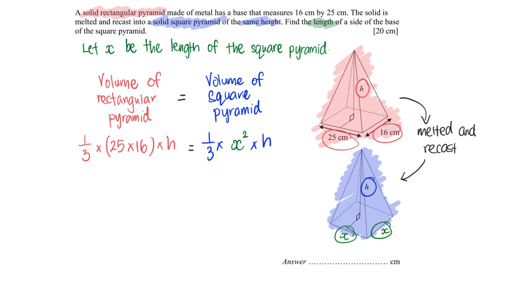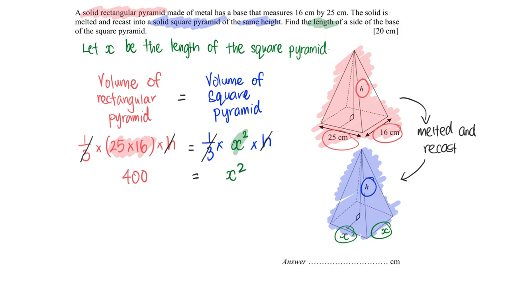Okay, and so I'm going to press my calculator. No need. I'm going to divide by 1/3 and h on both sides. So when you divide, you're actually dividing off the h. I divide away the h off. So I'm left with 400 is equal to x squared.